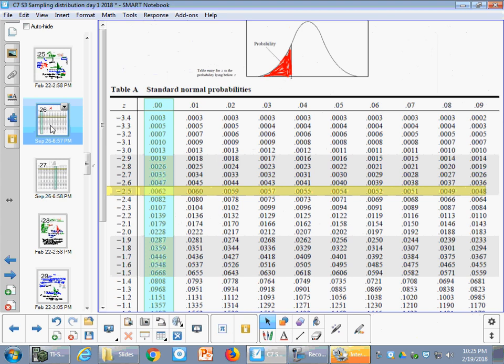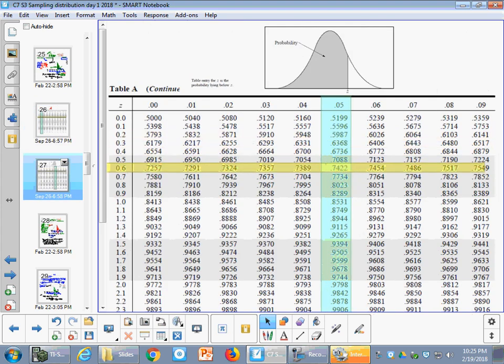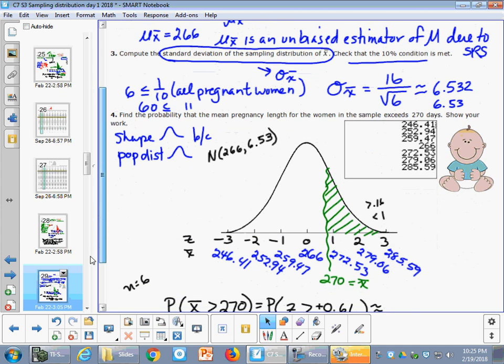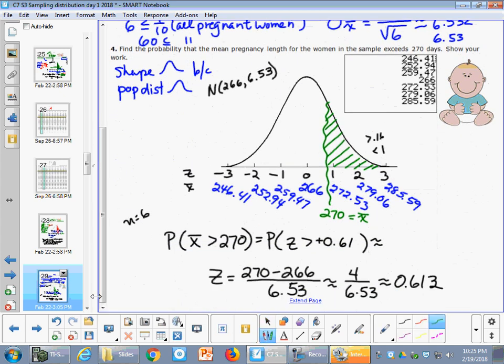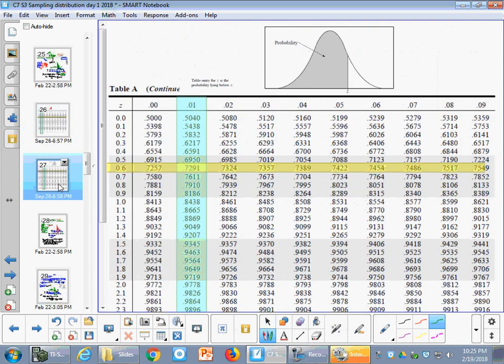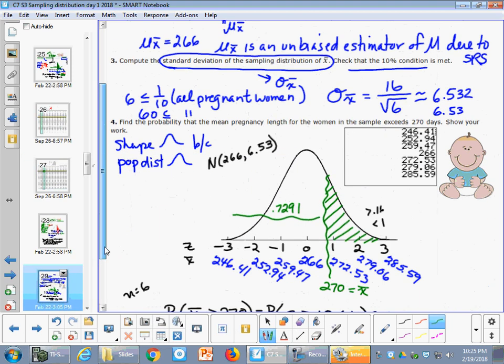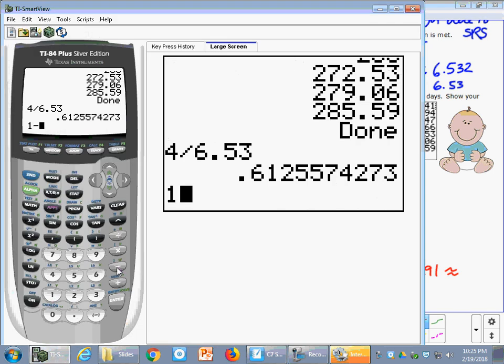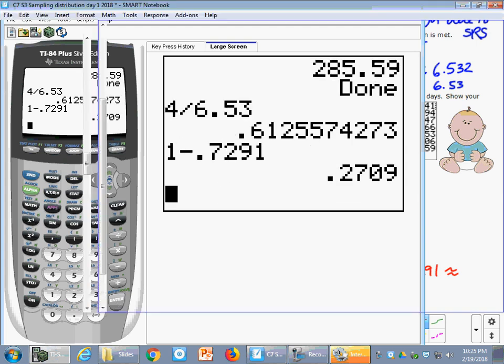And if I use my table, I get 0.6 and 1 gives me 0.7291. I believe that's what I said. Let me check. Yep, right here. Okay. So my answer is going to be, again, 1 minus 0.7291, which is approximately 27.09%.